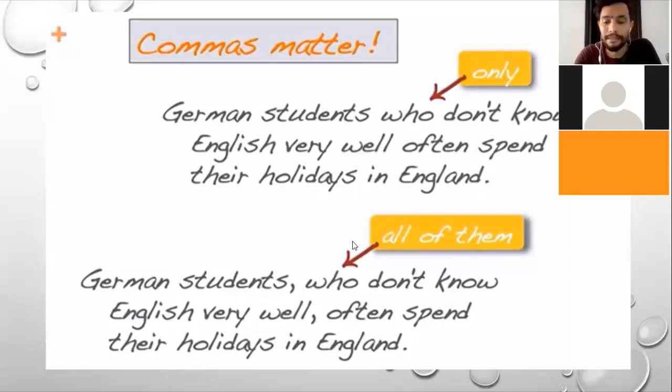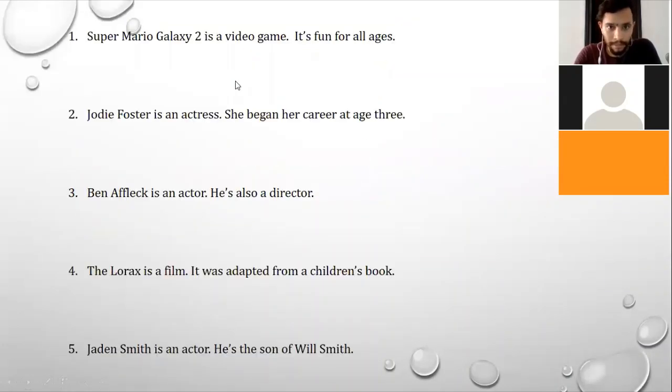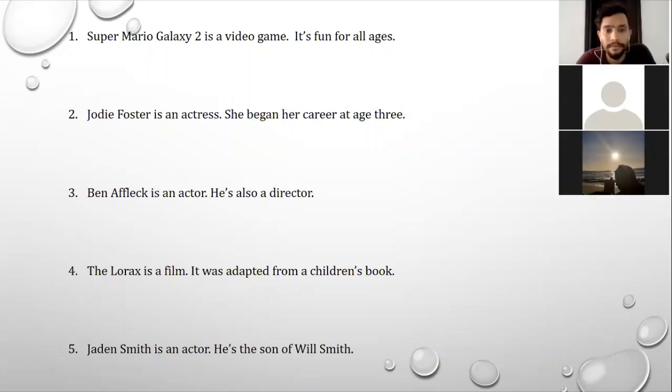Now, guys, let's practice a little bit in this activity. Please put these two sentences together by using who or that, all right? So, number one, it says, Super Mario Galaxy 2 is a video game. It's fun for all ages. So how can you put it together? Super Mario Galaxy 2 is a video game that is fun for all the ages. Very good. I mean, very, very good, miss.